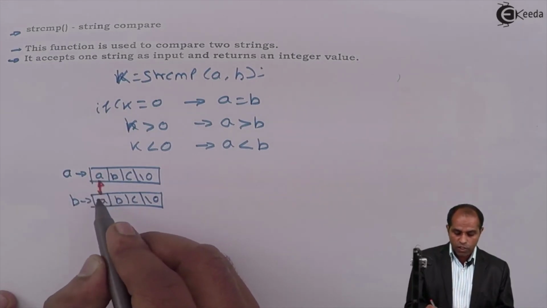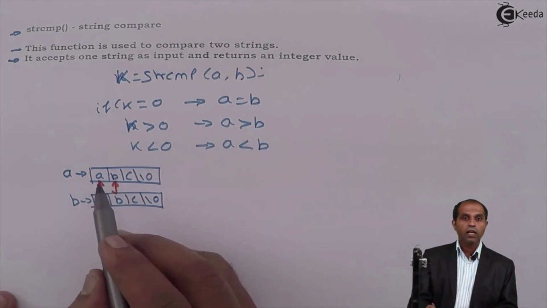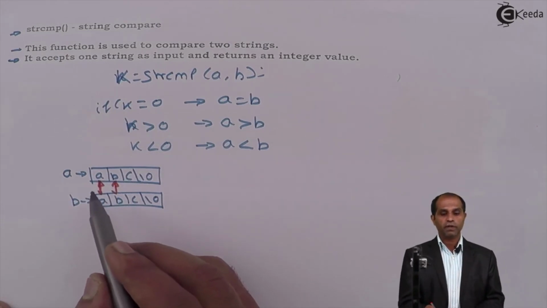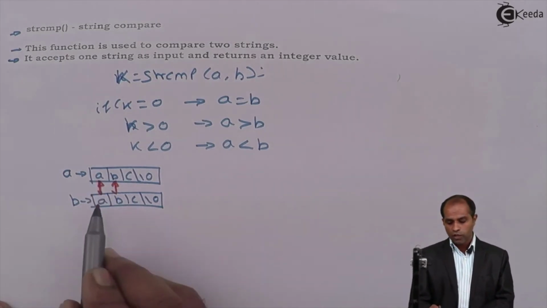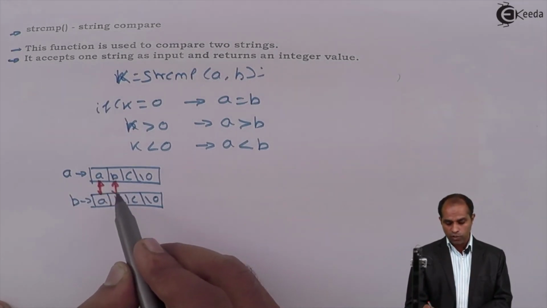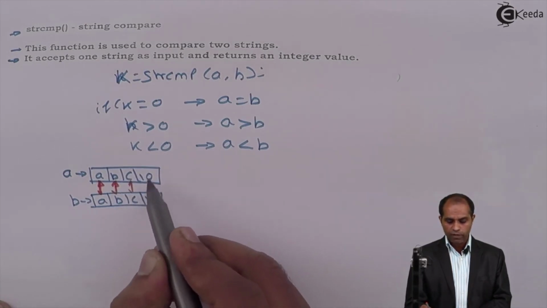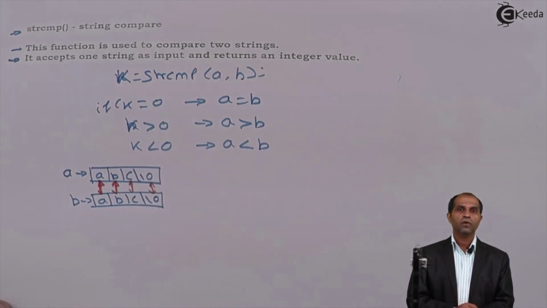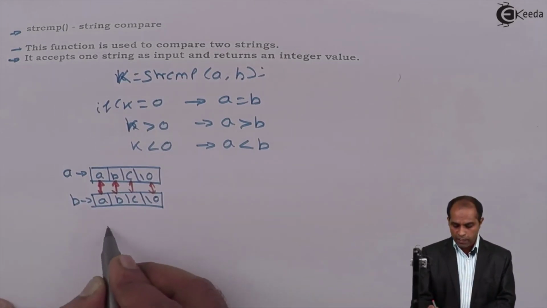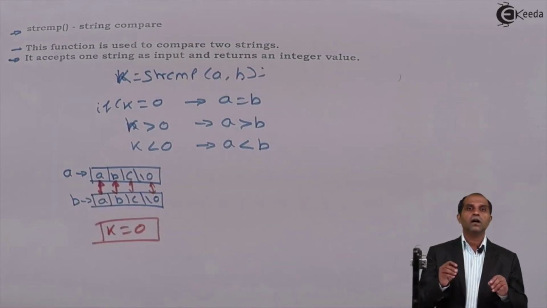If the difference is 0, then go ahead and compare the next two. Here A of 0 is 97 and B of 0 is 97. 97 minus 97 is what? 0. Then go ahead and compare the next two. b minus b is still 0. Then go ahead and do the next comparison. c minus c is 0. Slash 0, ASCII value is 0. 0 minus 0 is 0. Throughout this, what was the difference? The difference was 0.